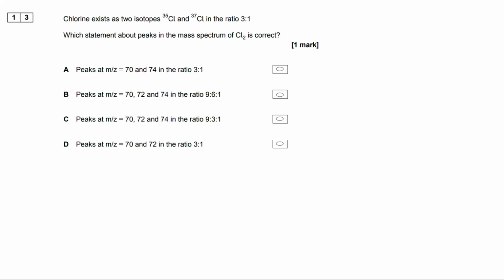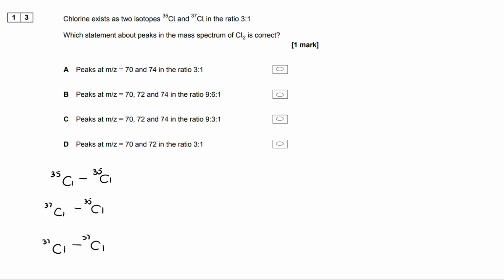So, first thing that you've got to think about is how the chlorine molecules can exist. And you can have chlorine-35 with chlorine-35. Now, you're possibly already ahead of me here thinking that that's going to be a peak at 70. And we've also got 37 and 35 giving a peak at 72. Now, we've also got 37-37 giving a peak at 74.